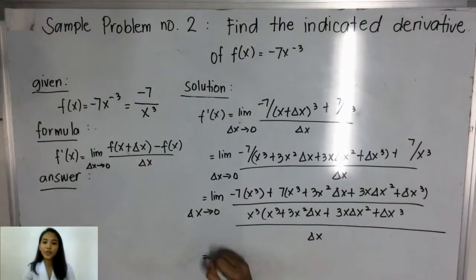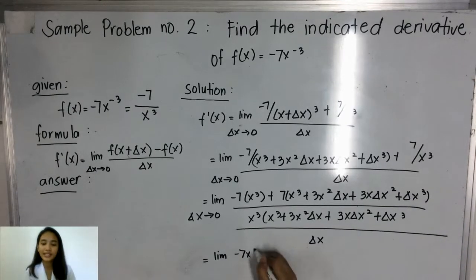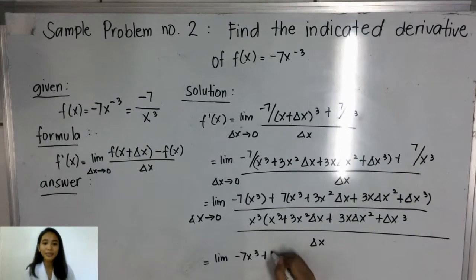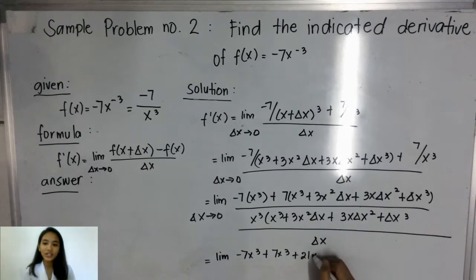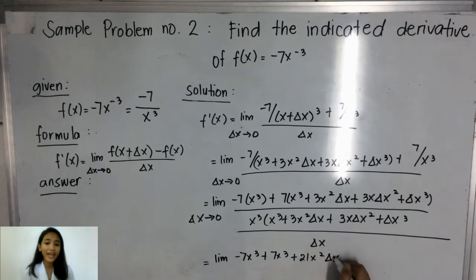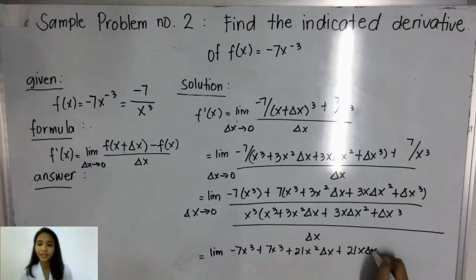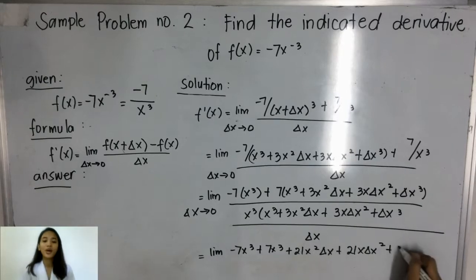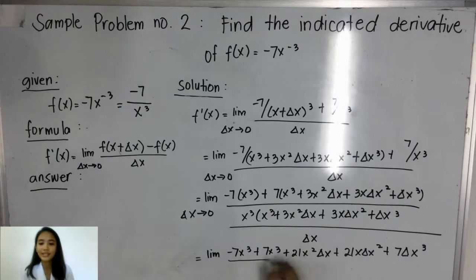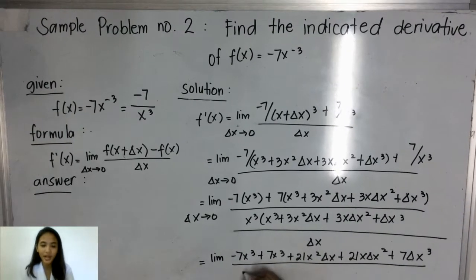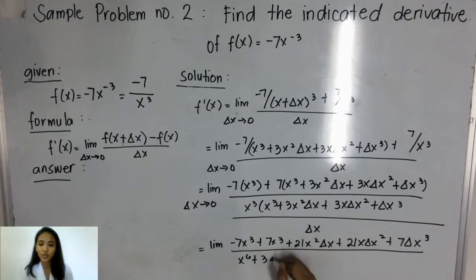Next, we will distribute terms that require distribution. Negative 7 will be distributed to x cubed, simply obtaining negative 7x cubed. 7 on the second term will be distributed to x cubed plus 3x squared delta x plus 3x delta x squared plus delta x cubed, while x cubed in the denominator will be distributed to x cubed plus 3x squared plus 3x delta x squared plus delta x cubed.